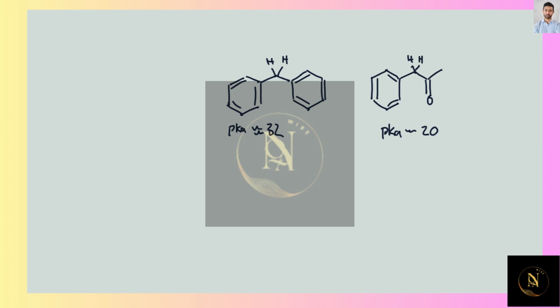So what that tells you is that these protons are more acidic than these protons. And so the question then becomes, let's compare the relative stability of the corresponding conjugate bases. So, deprotonation of diphenylmethylene, deprotonation of phenylacetone. Let's look at the conjugate base. Right, we get a lone pair here and a negative charge.